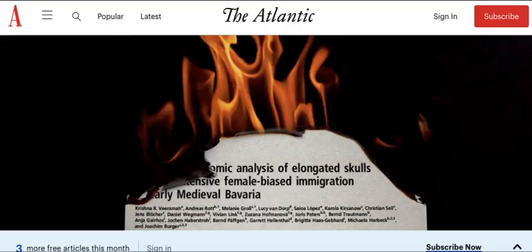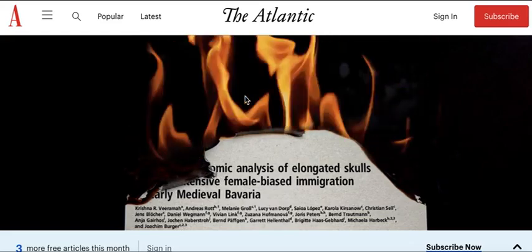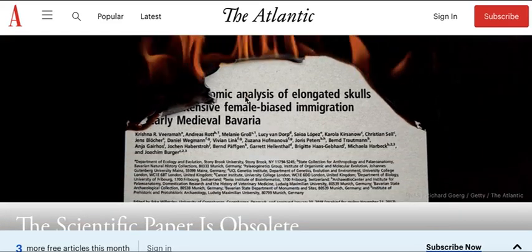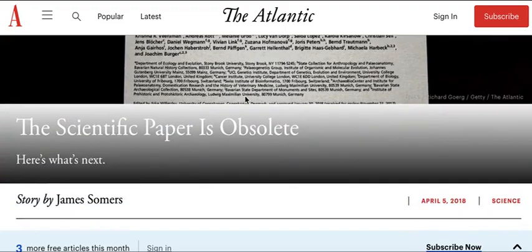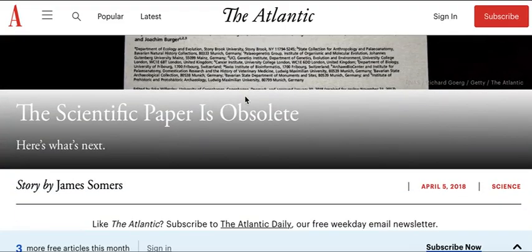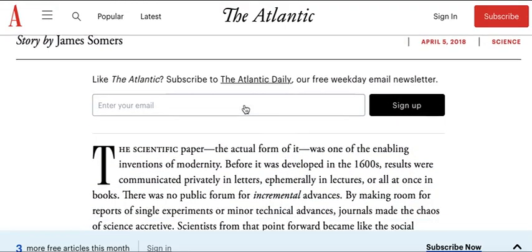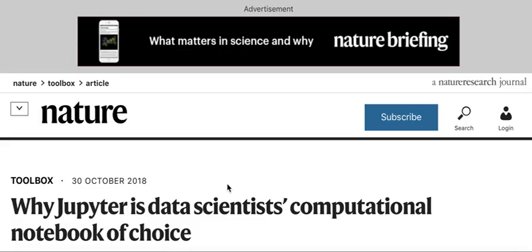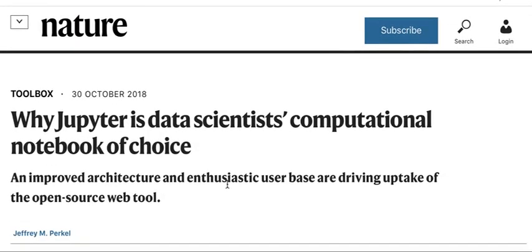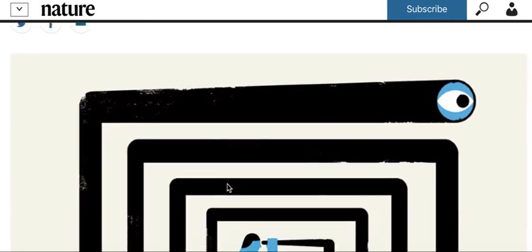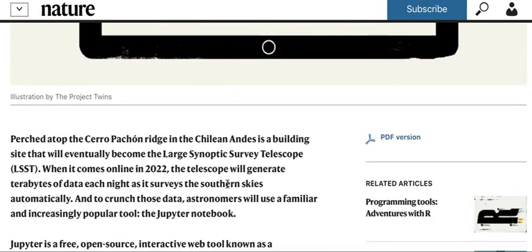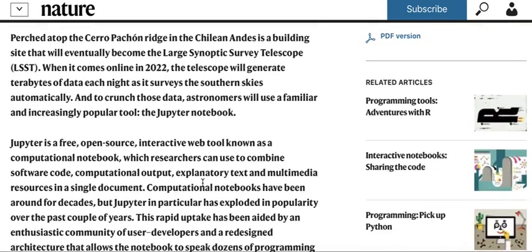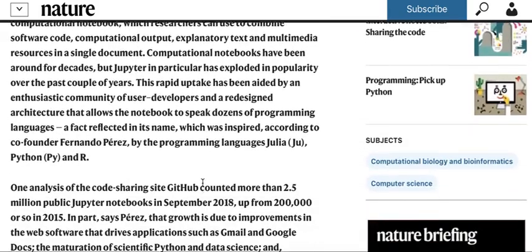There's a lot of hype about this right now. There are many people who think that notebooks are going to completely replace the traditional scientific computing paper. And whether or not that's true, it's certainly true that notebooks are definitely increasing in popularity. You will see more and more articles that are presented in notebook format. And there are several reasons for that.